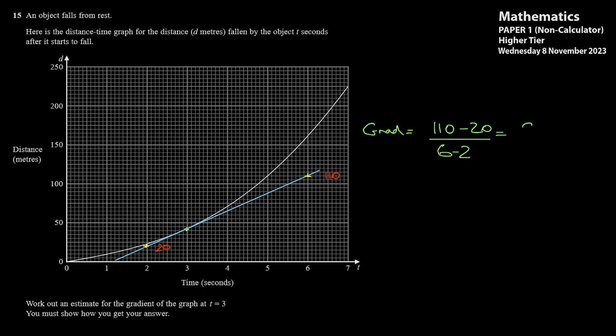So this is equal to 90 over 4, which I should more properly write as approximately equal to, because we are only taking readings off a graph. But my estimate for the gradient is 22.5, and this will be meters per second. And that should be your answer.